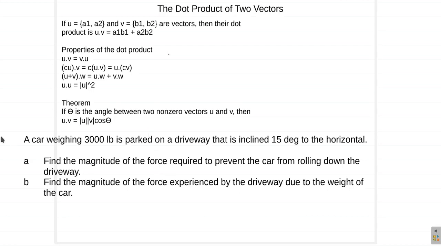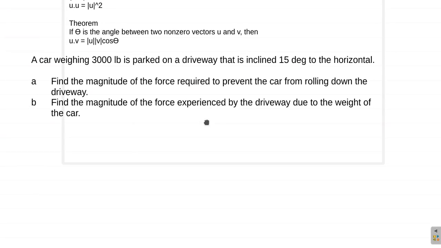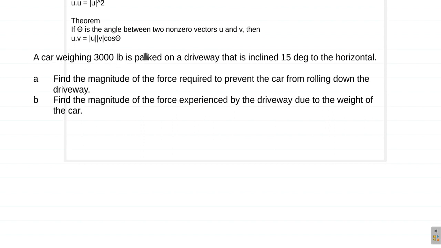Let's look at this problem here. An example. A car weighs 3,000 pounds. You know that in physics you measure weight in newtons, right? But we're just using the imperial measurement for now. It's kind of more, what do they call it again, intuitive.